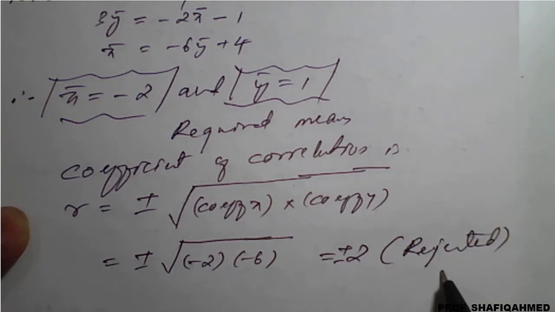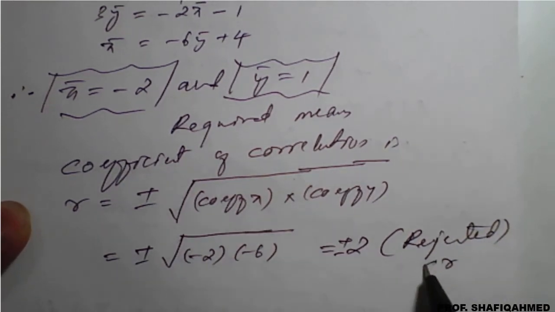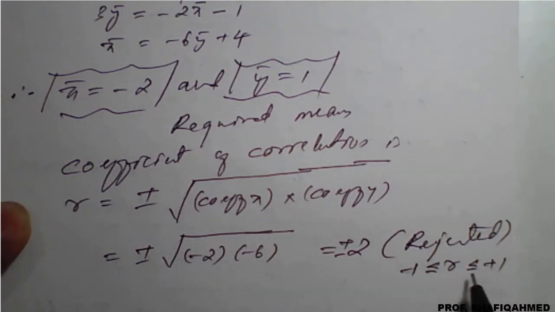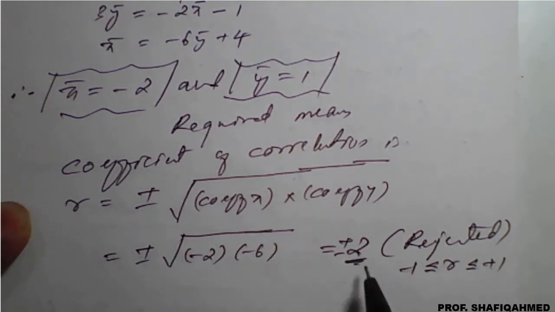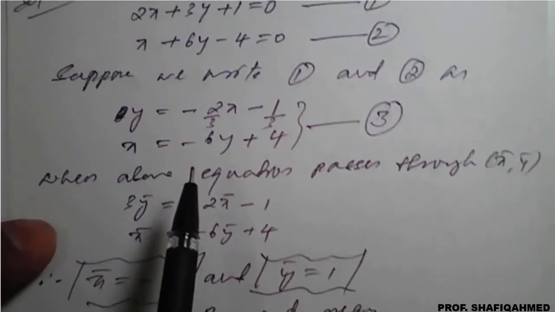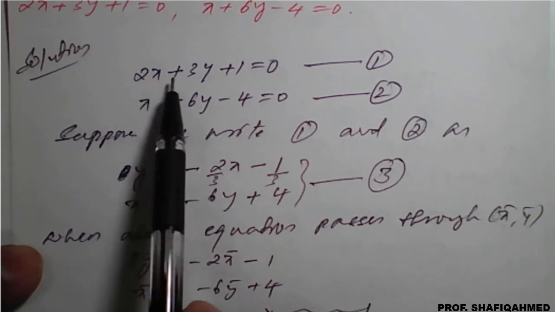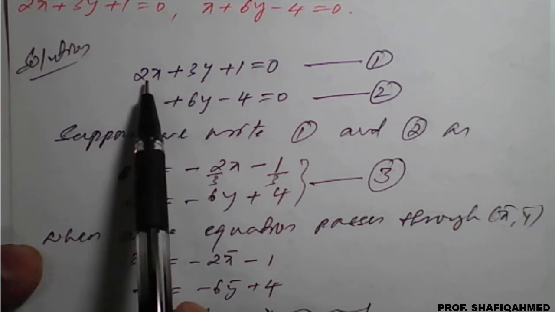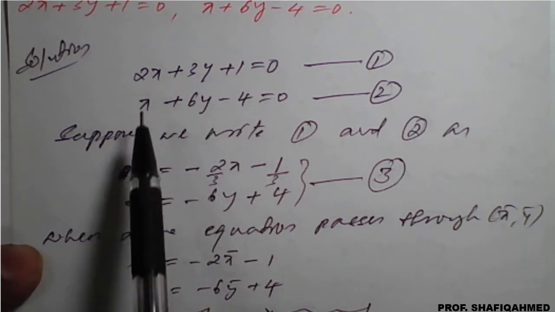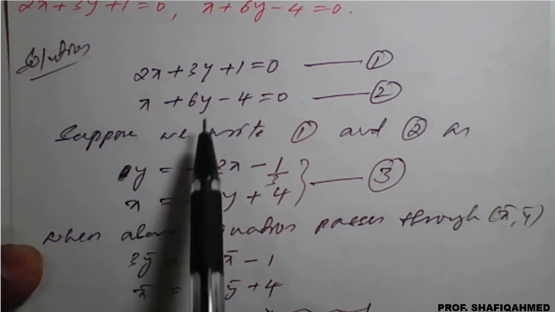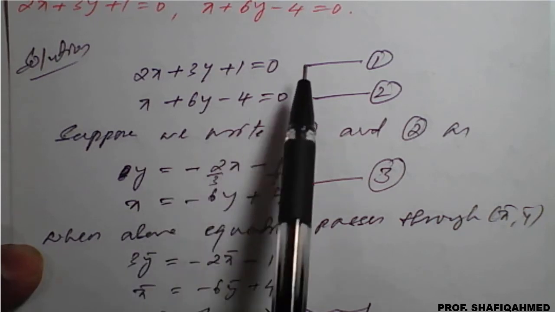The reason for rejection is that R is always greater than or equal to minus 1 and less than or equal to plus 1. So this R value that we got is wrong, so this is rejected. It means that what we have chosen here, in the first equation we have taken y outside and in the second equation we have kept x outside. So we have to reverse it. For the first equation we have to keep x outside and for the second equation we have to keep y outside. So therefore we can replan for equations 1 and 2.